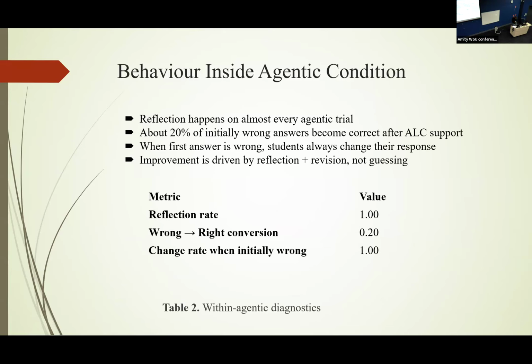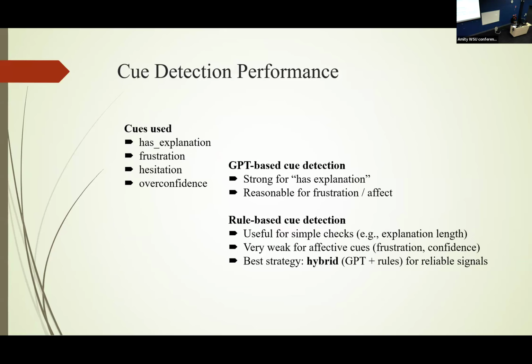Also, here you can see the reflection rate and right-to-wrong conversion. The wrong-to-right conversion is 20%. It means after giving proper feedback to the students through the agentic AI system, we got a 20% positive response here. For this research, we have used 4 different types of cues: explanation, frustration, hesitation, and overconfidence. These are the 4 categories we have used here to identify which category the student response falls in. Based on these cue detections, the tutor next reasons and provides the student hints or another question.